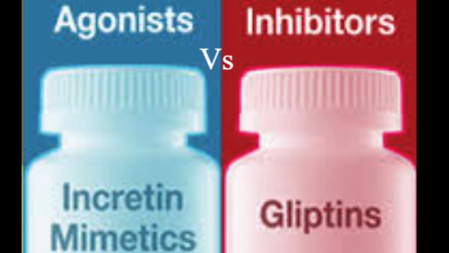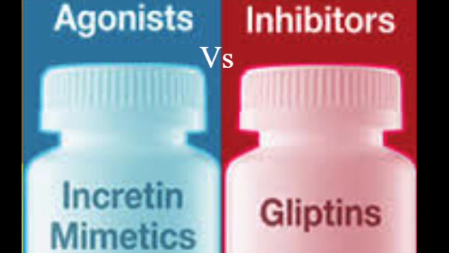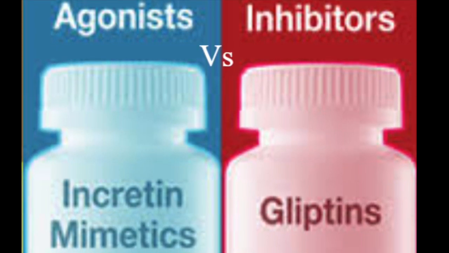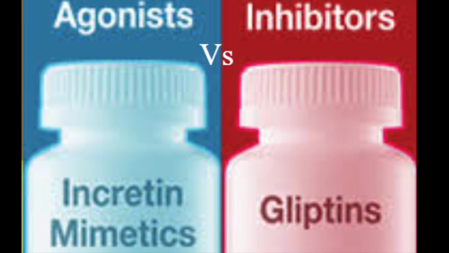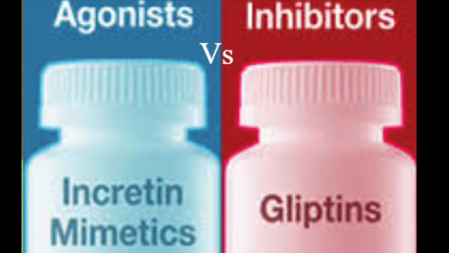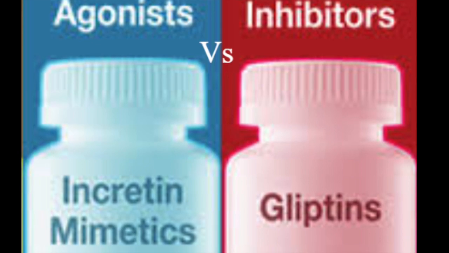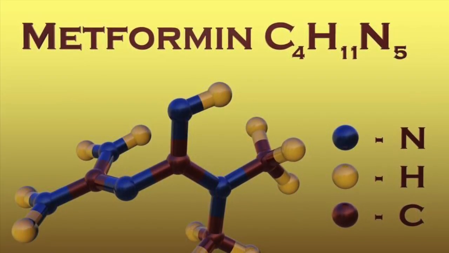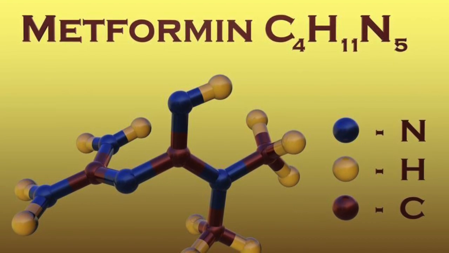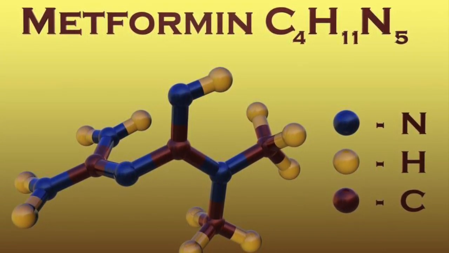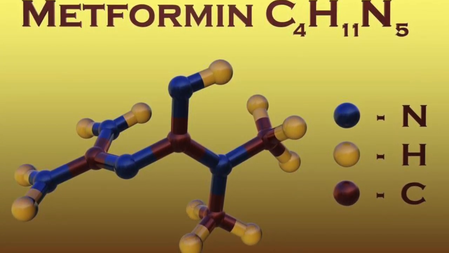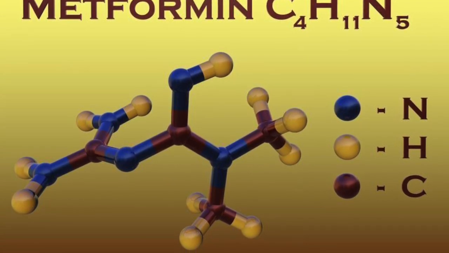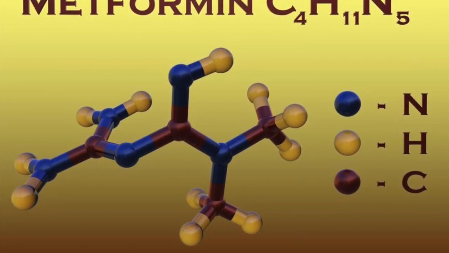Rybelsus, semaglutide, is an oral GLP-1 receptor agonist approved by the FDA in 2019. Ozempic, Adlyxin, Soliqua, Xultophy, and Rybelsus help the pancreas produce insulin and regulate blood sugar levels. 3. Metformin helps lower blood glucose levels by reducing glucose production in the liver and improving insulin sensitivity. It is usually taken with meals to reduce the risk of gastrointestinal side effects.